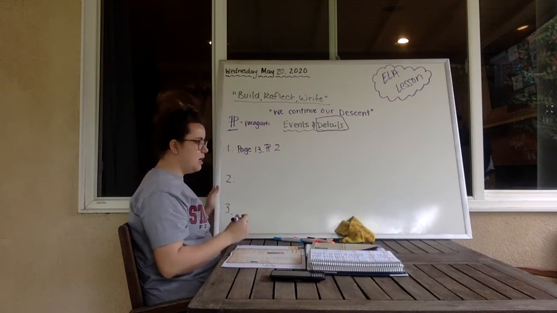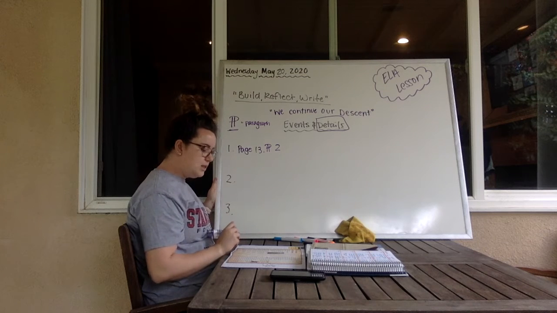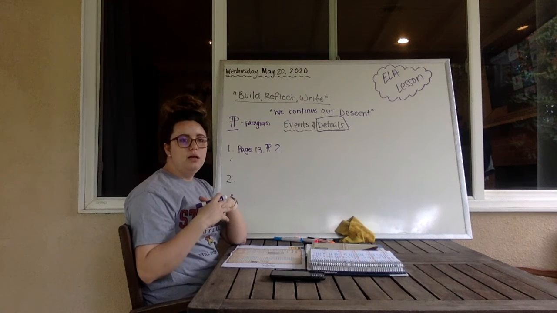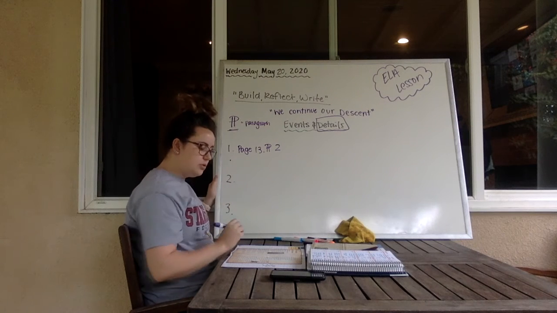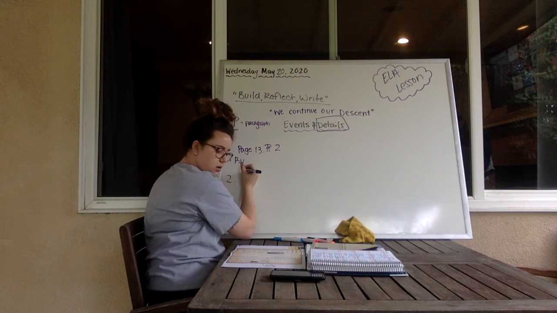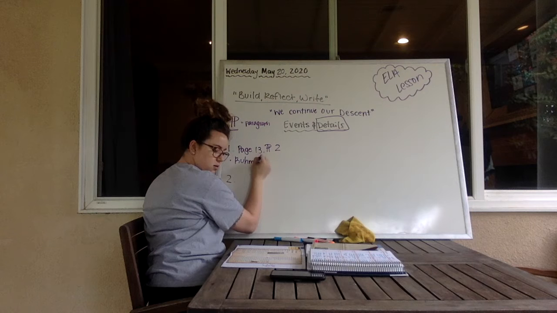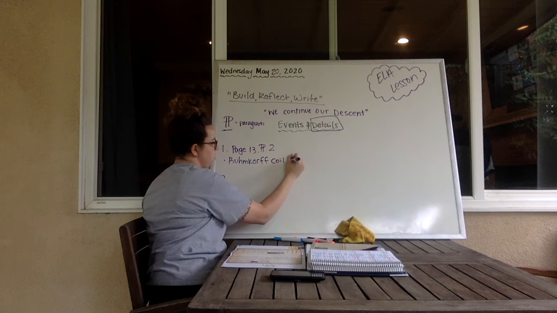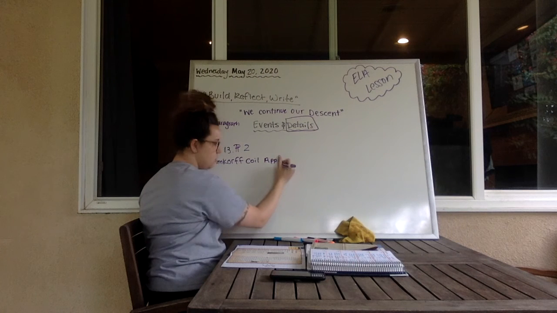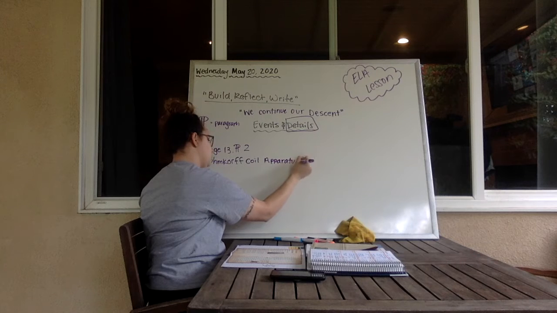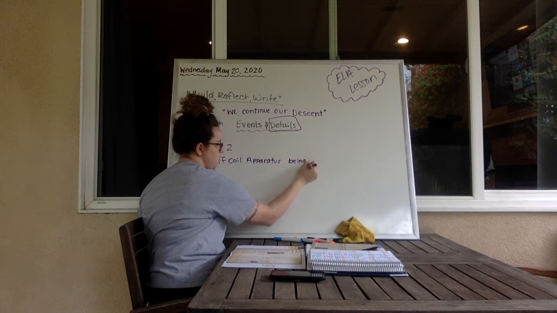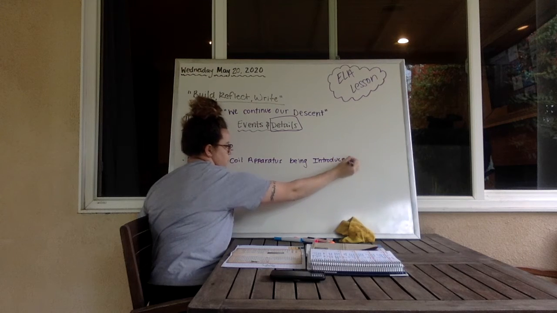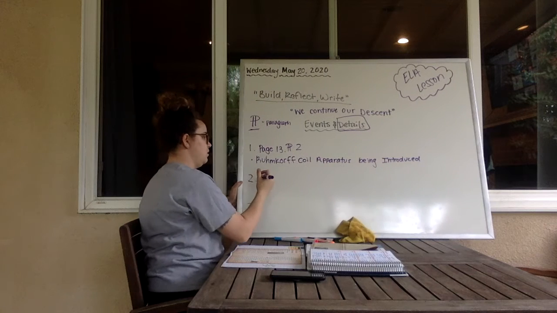I'm sliding this back and forth, sorry guys. So I'm going to write the key detail. I'm not going to do it in complete sentences, because this is kind of like a summary of what the key detail is referencing. So I'm going to say the Ruhmkorff, I think that's how you say it, coil apparatus being introduced in the story.